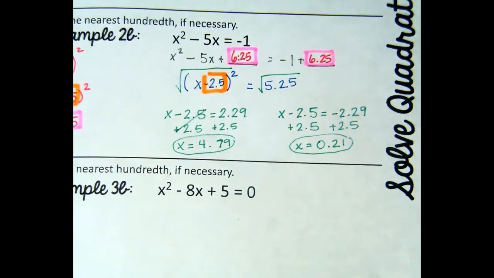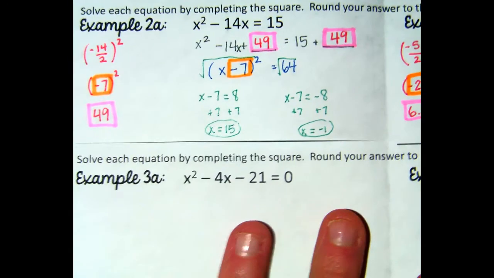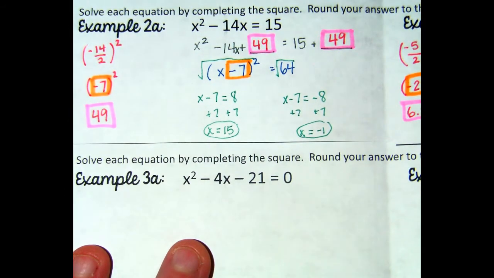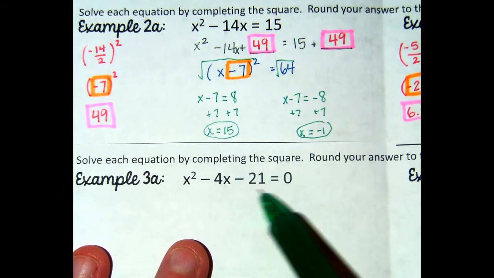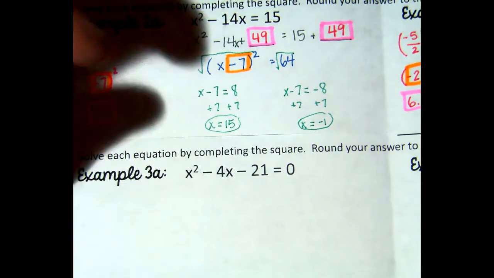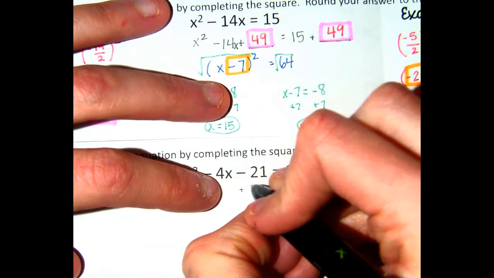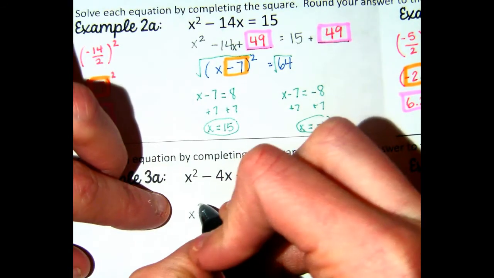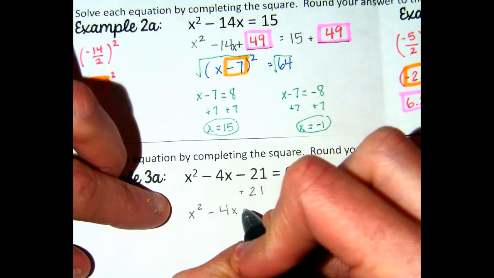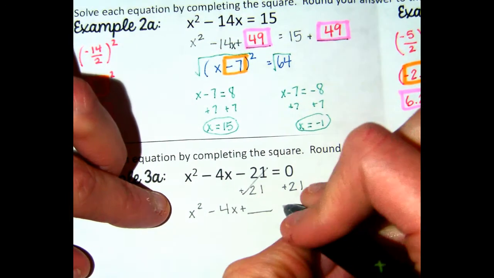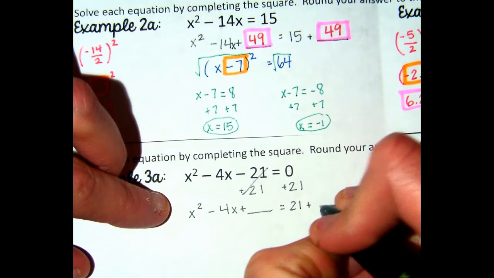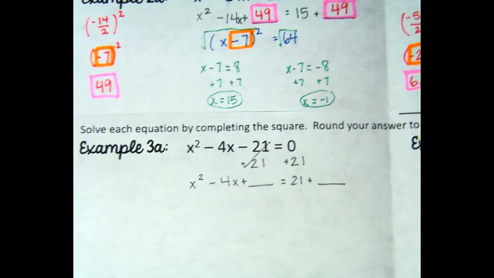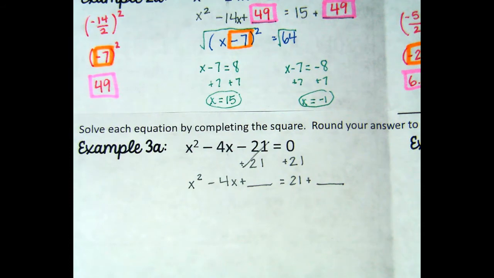Example 3. What's the difference between these and this? It's got a 0 at the end. Do we have a blank? We're going to have to make one. So, the very first step on these is to move over that extra number. x squared minus 4x plus, I'm going to leave a blank now, equals 21 plus blank. I moved over the number. I don't need it there. If you didn't get example 2b, I'll show you in a minute.